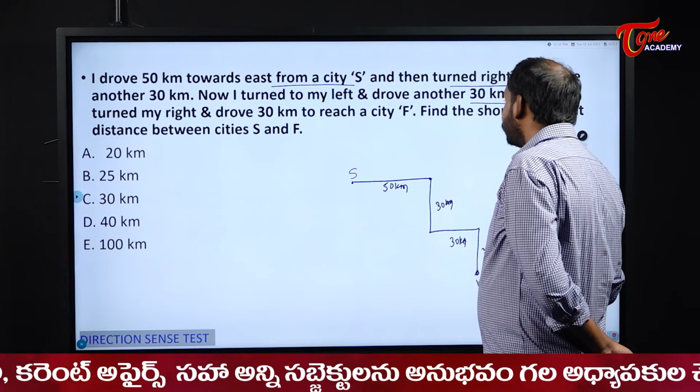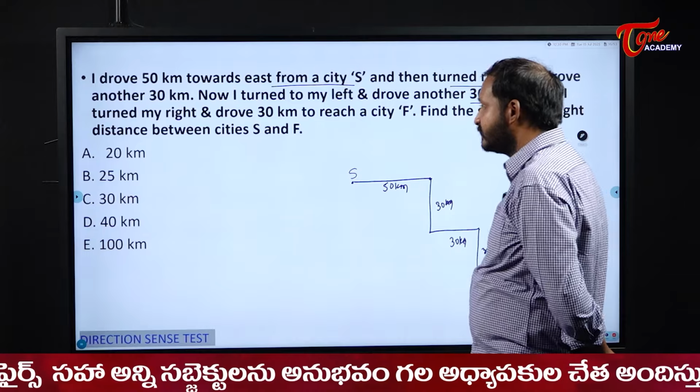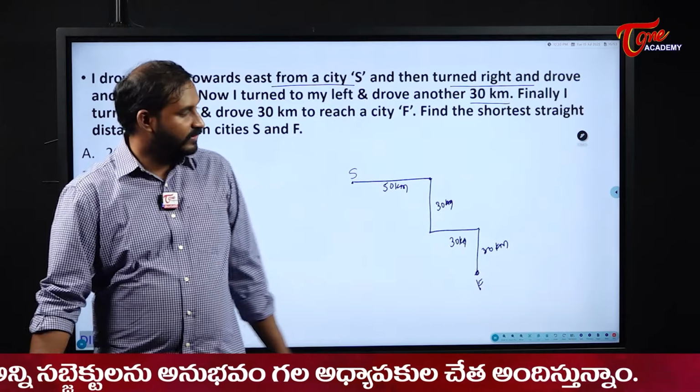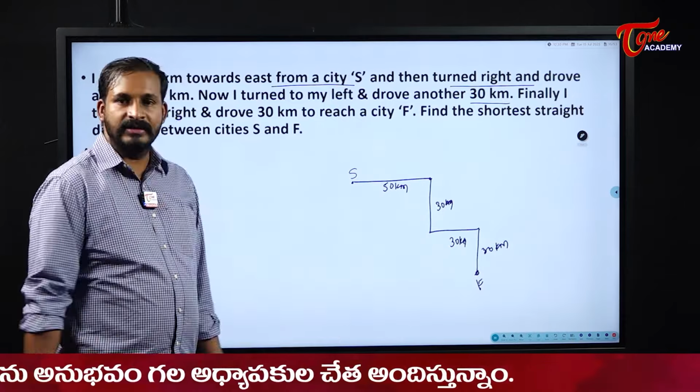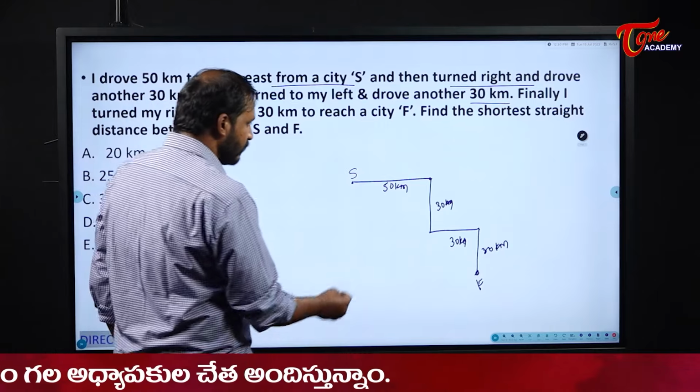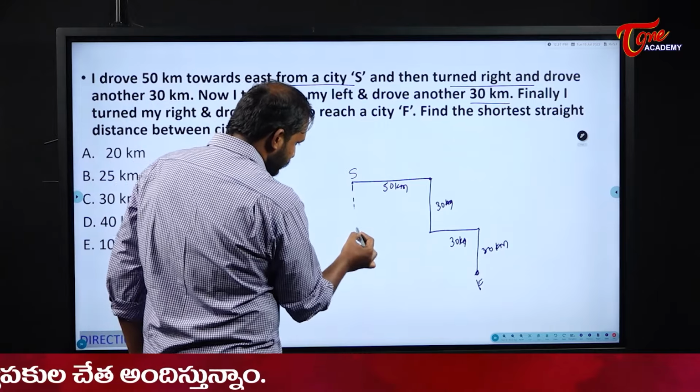Now this is F. Find the shortest straight distance between cities S and F. Here also the same thing, students. We will try to apply the Pythagoras theorem. How, sir? Now please see this one.